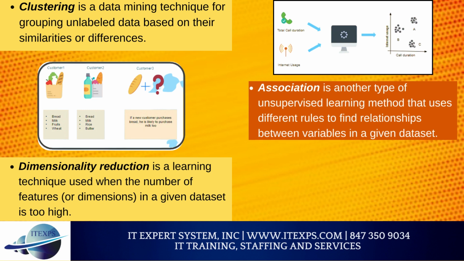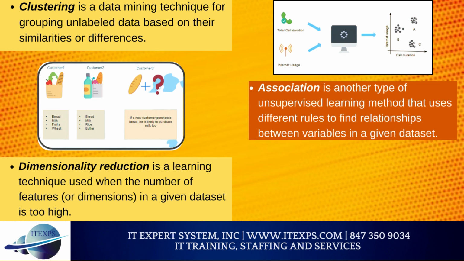Association is another type of unsupervised learning method that uses different rules to find relationships between variables in a given dataset. These methods are frequently used for market basket analysis and recommendation engines, along the lines of "customers who bought this item also bought" recommendations.